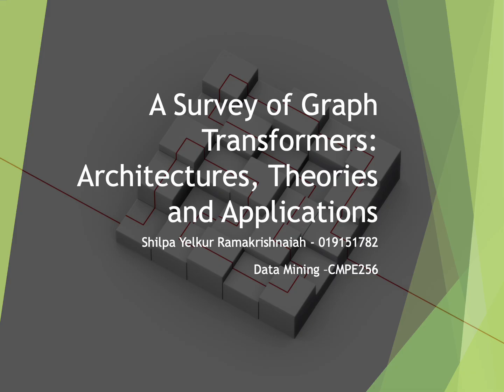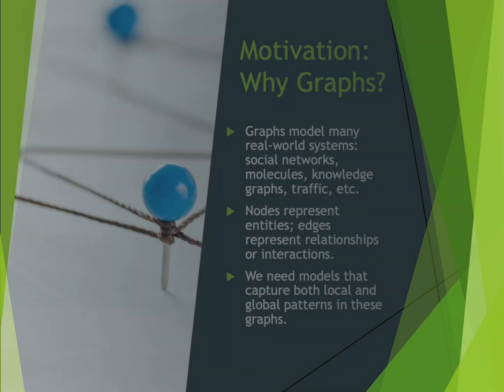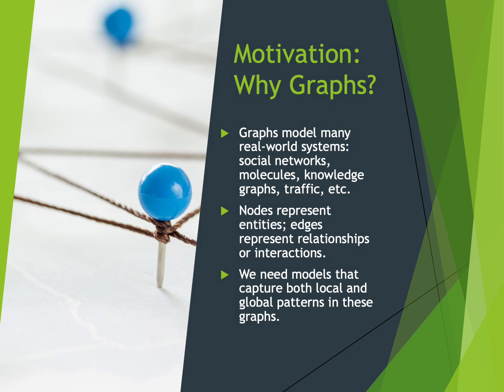Okay, so what's the motivation behind this? Graphs are everywhere in real world systems. We use graphs to represent social networks, molecules in drug discovery, knowledge graphs in NLP, and even road networks for traffic prediction. Because graphs encode relationships between entities, we need models that can reason not just about individual nodes but also about their connections and global structure.